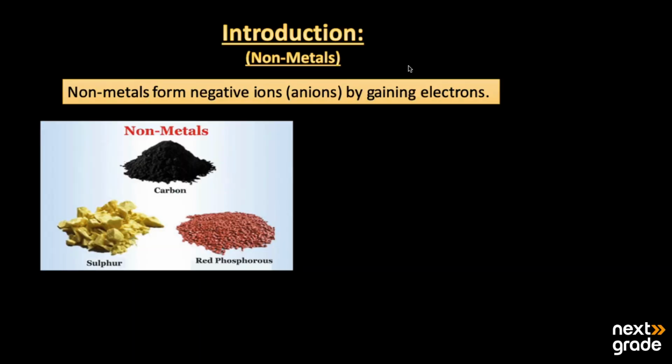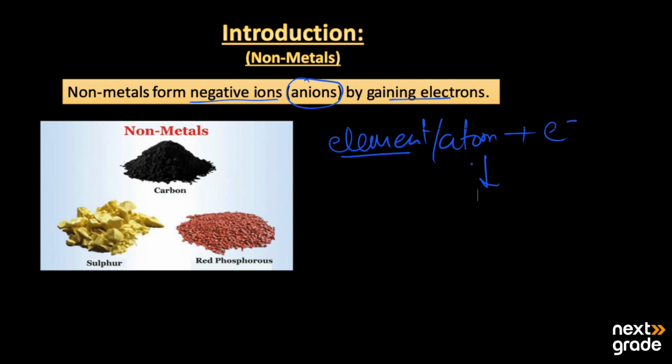The topic we will discuss today is non-metals. When we talk about non-metals, they form negative ions. Negative ions means they make up anions by the process of gaining electrons. When any atom of an element gains electrons, it carries a negative charge, and after carrying the negative charge, it makes up anions. So basically, non-metals are involved in making anions.